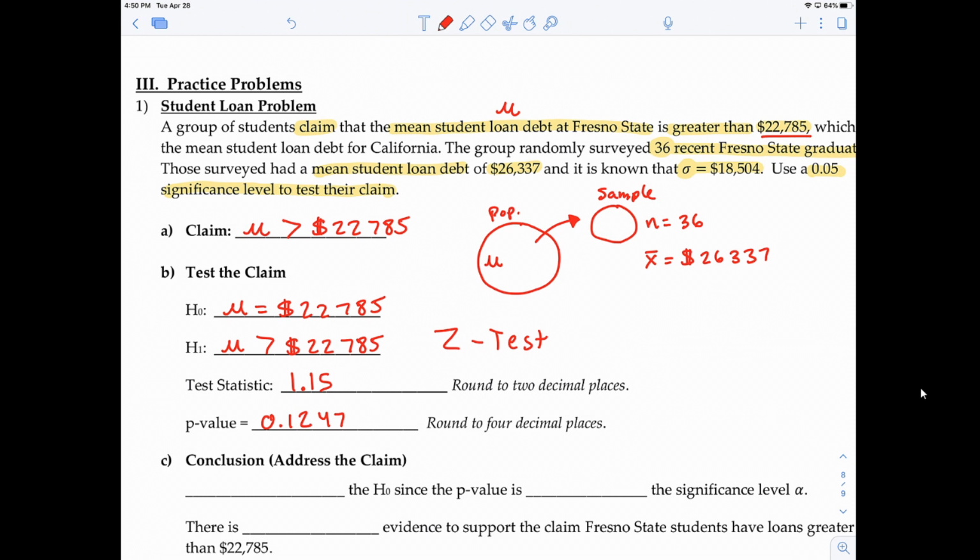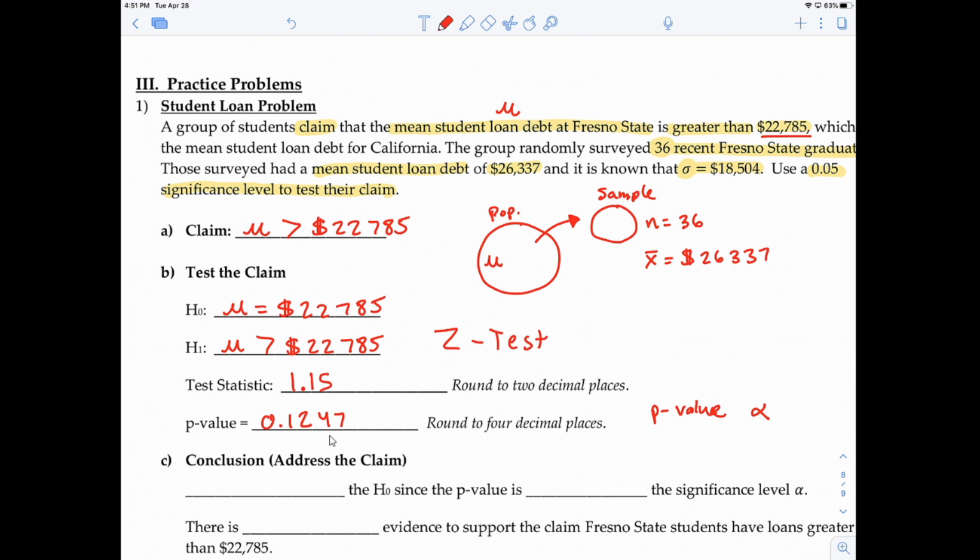So if you guys recall, in the p-value method, we're going to compare the p-value to alpha, which is the significance level. Let me take a step back. The p-value tells us the probability of getting this result, assuming that the null is true. So the probability of getting a sample mean of 26,337 from 36 students, assuming the mean of 22,785 is true, is 0.1247.